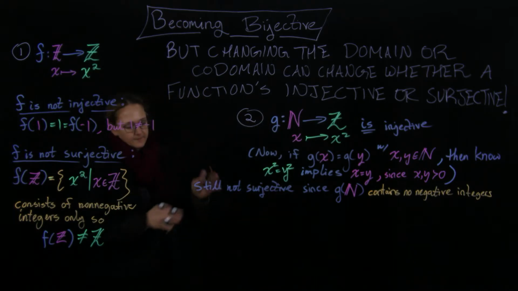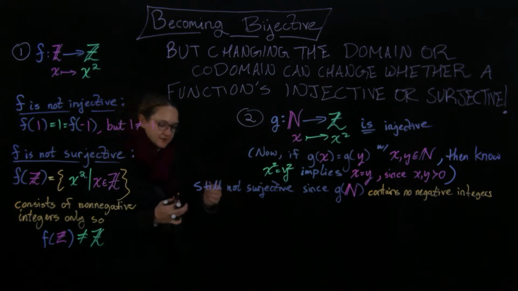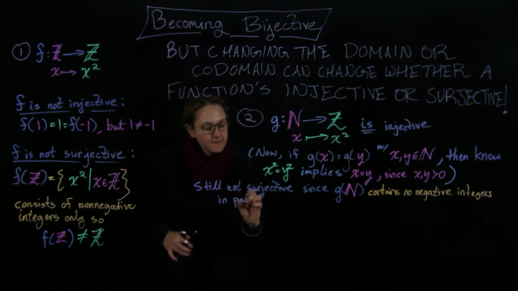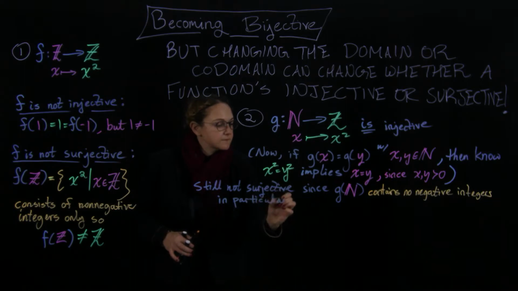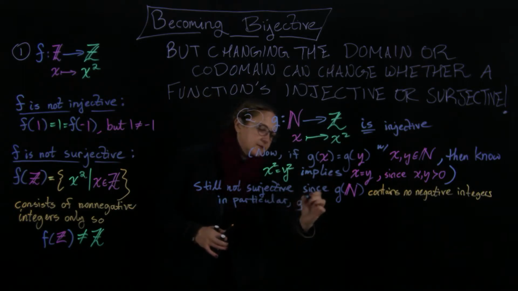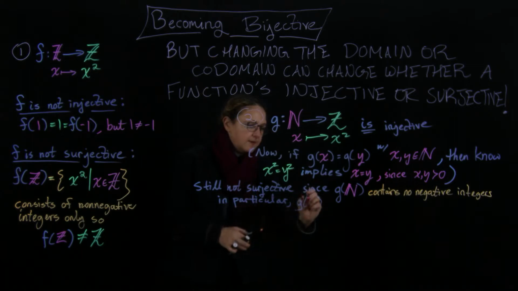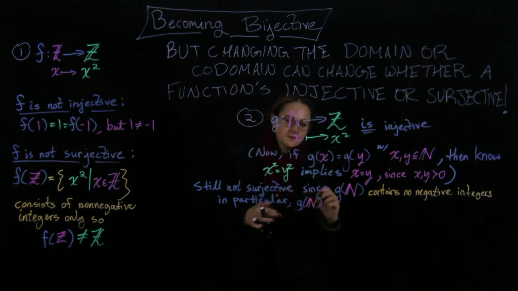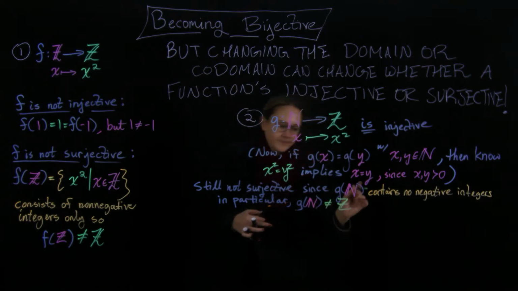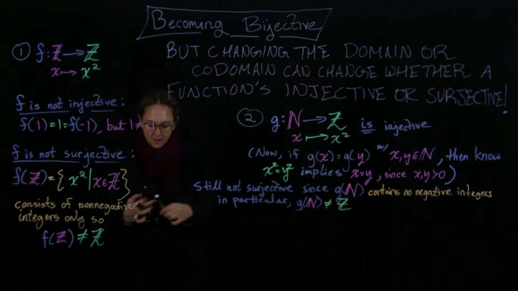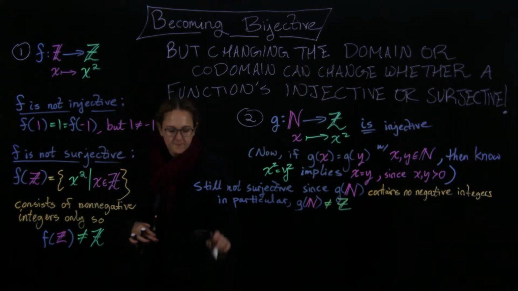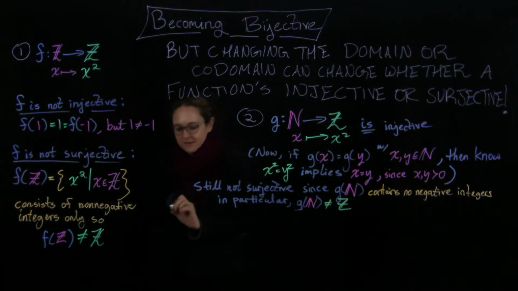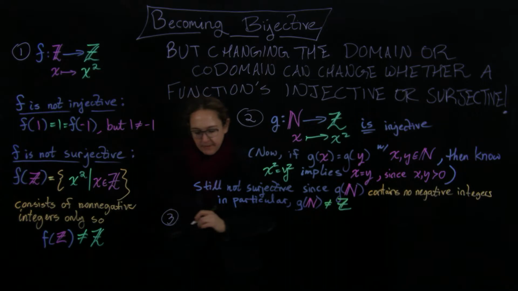So in particular, maybe I'll write that. This cannot equal, the image does not equal the codomain. So this does not equal the integers. Okay, so it's not surjective. Well, we can alter it to make it so. We made it injective by restricting the domain, and then we can make it surjective by altering the codomain.